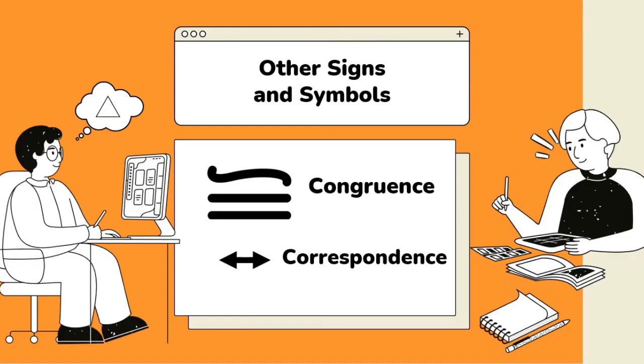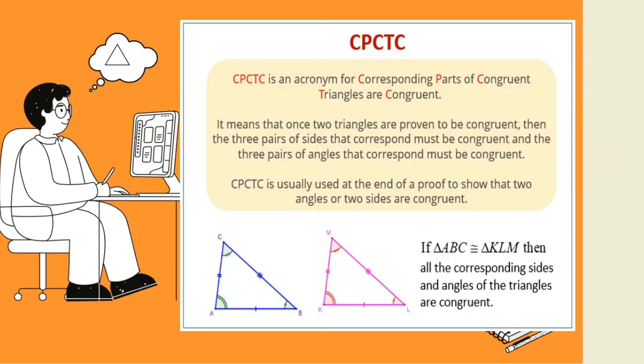And of course, there are other signs and symbols that we may encounter in this lesson. The first one is the sign or symbol for congruence, and the second one is the sign or symbol for correspondence. And then, we can only say that two triangles are congruent if they have the same measurement of corresponding angles and the same measurement of corresponding sides. The CPCTC means corresponding parts of congruent triangles are congruent.